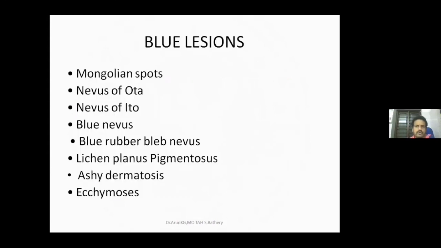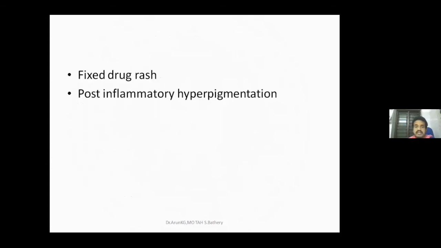If a blue lesion is happening in our OPD, then we have to consider congenital lesions like Mongolian spot, nevus of Ota, blue nevus, etc. Then, lichen planus pigmentosus, seen in our previous slide. Then, ashy dermatosis, ecchymosis, etc. Then, fixed drug rash. The peculiarity is that the lesion will be recurrent, and it will come on the same area.